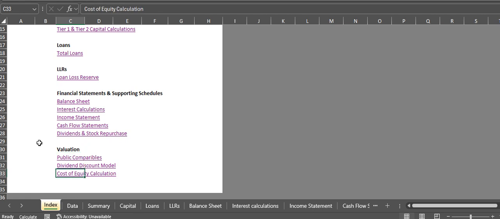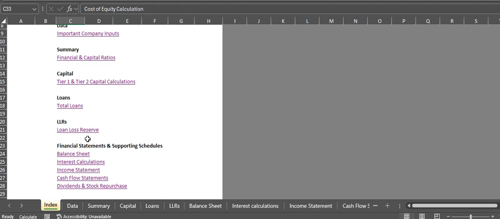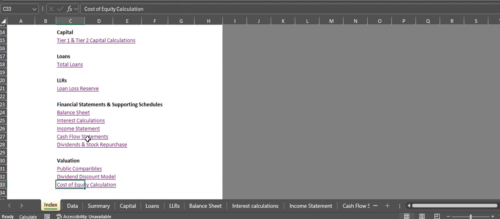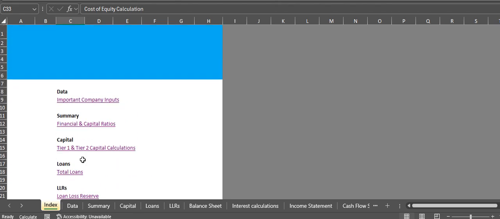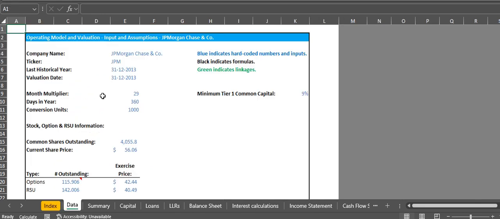So these are the numbers for that. Let me go into the first number. So we'll go to the financial statement or the income statement, the particular income of the company, and first we look at the data. So let's go to the data tab. Then we have the company name, JP Morgan. The ticker is JPM. Last historical year is 2013 and valuation date is 2013, and we are doing the projections for the later years.